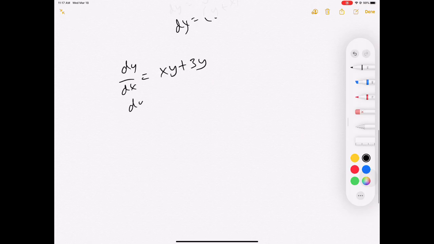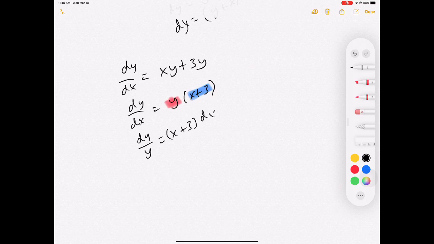Well, dy over dx is equal to, let's see if we can factor out what's in common, y times x plus 3. Hey, now if you look at it, see how this is all self-contained? And this guy here is by itself? We could separate these now. Let's move the y's to the same side. dy over y is equal to, let's move the x over, x plus 3 dx. And that is separable.